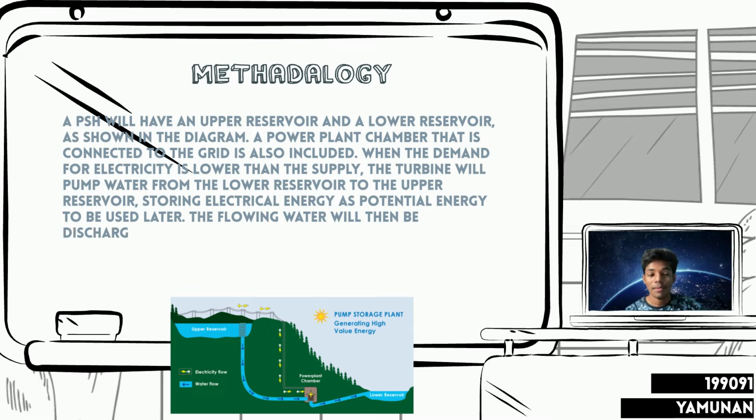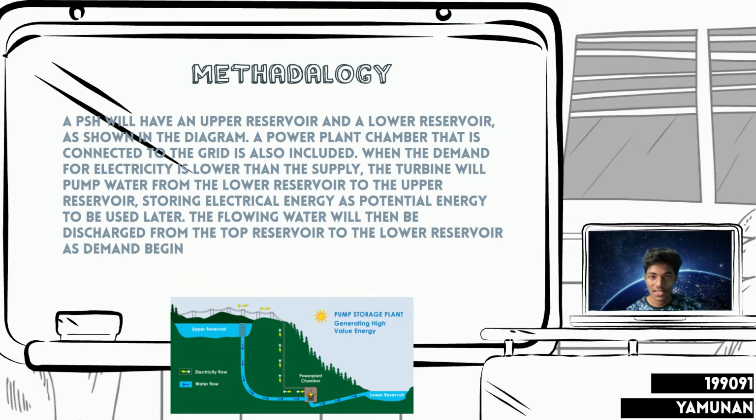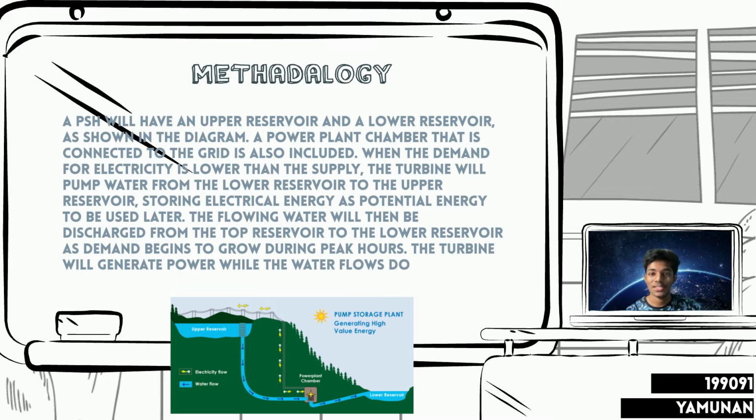The turbine will pump water from the lower reservoir to the upper reservoir, storing electrical energy in terms of potential energy. Then later, when needed, the potential energy will again be converted into electrical energy and can be used to obtain more electricity. This is usually done at night, during the off-peak hours.